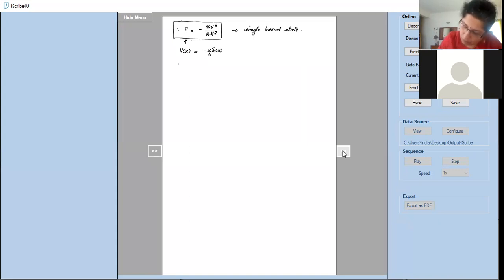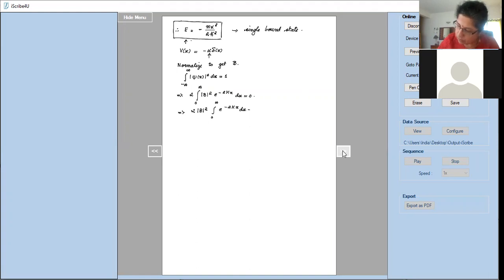So normalization, normalize to get b. How do we do this? Of course, you have to go as usual from minus infinity to plus infinity. The integral of ψ of x whole squared dx should be equal to 1. This is how I have done it at least. Mod b squared e to the power of minus 2κ|x| dx, which implies that 2 mod b squared times the integral from 0 to infinity of e to the power of minus 2κx dx is equal to 1.